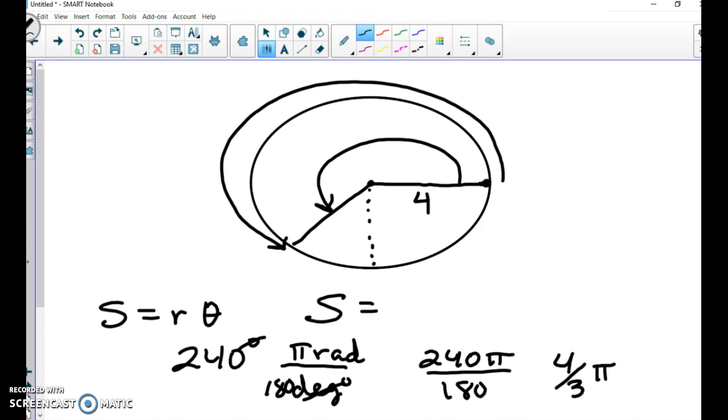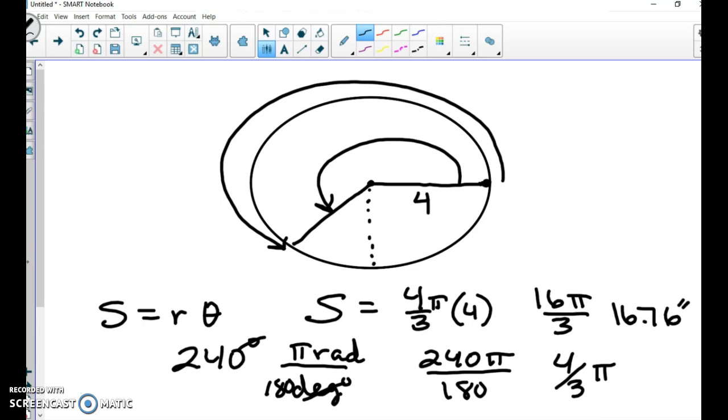Then using the radius 4, the arc length s is going to equal 4/3 pi times the radius 4, which gives us 16 pi over 3, and a quick calculation gives us 16.76 inches. Go ahead and try problem number 93, and we'll come right back here and look at that solution.